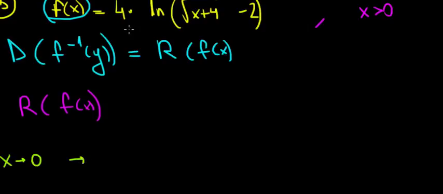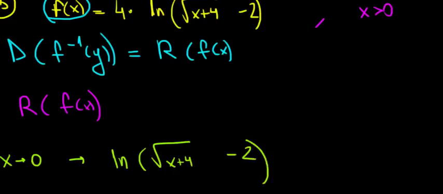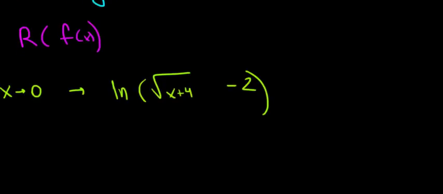Well, let's not think about the 4 at the moment, because 4 will be just a constant that is multiplied with what's happening in the logarithm. Let's see what's happening in the logarithm, because that's the most interesting part. Remember, we have ln of square root of x plus 4 minus 2. Now x is slightly greater than 0. So what happens in our logarithm? Well, we would have square root of 4 plus, let's say, 0.01.